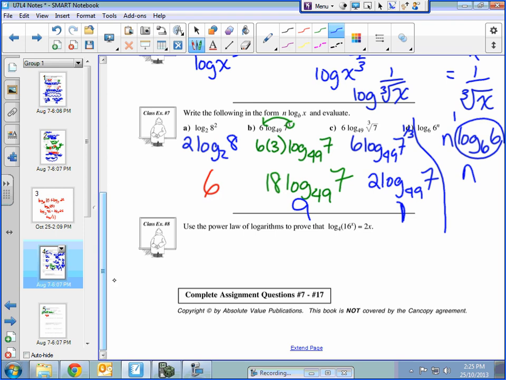Okay, use the power law to prove that log of 16 to the x base 4 is equal to 2x. Okay, so let's work this out. If I have an exponent on my argument, what is my first step? Move it to the front. So what should I write this as?